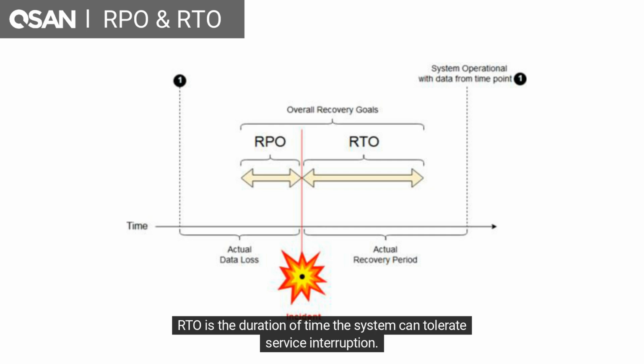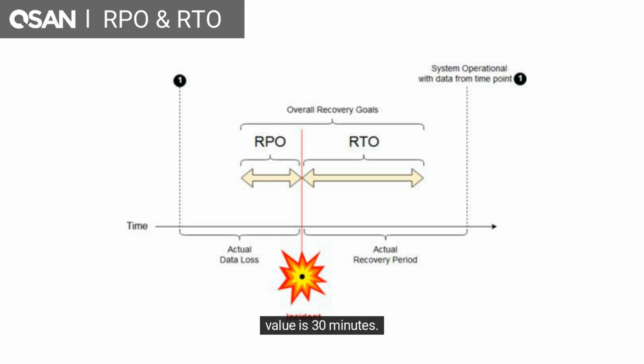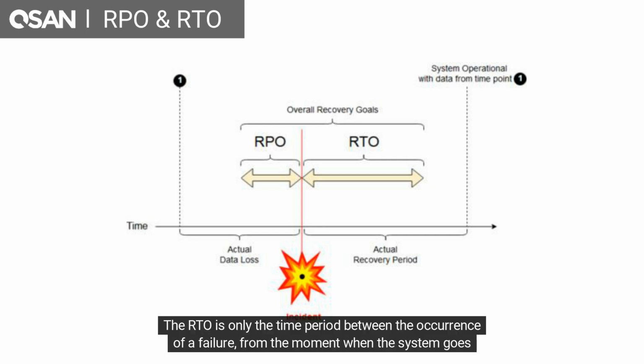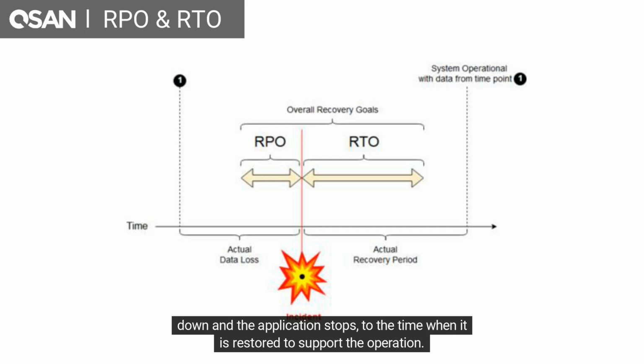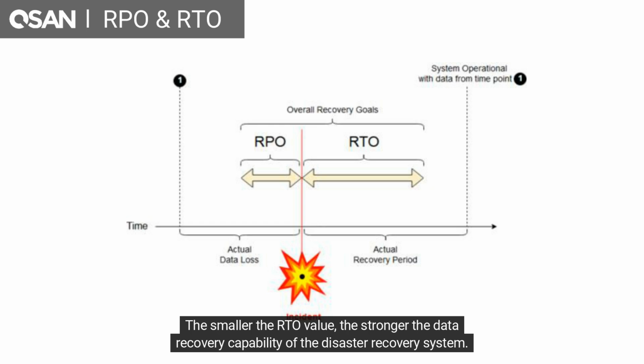RTO is the duration of time the system can tolerate service interruption. For example, if the service needs to be restored within half an hour after the occurrence, the RTO value is 30 minutes. The RTO is the time period from the moment a failure occurs, when the system goes down and the application stops, to the time when it is restored to support operation. RTO is an indicator reflecting the timeliness of business recovery. It indicates the time required for business to recover from interruption to normal. The smaller the RTO value, the stronger the data recovery capability of the disaster recovery system.